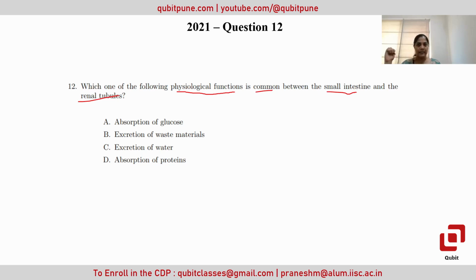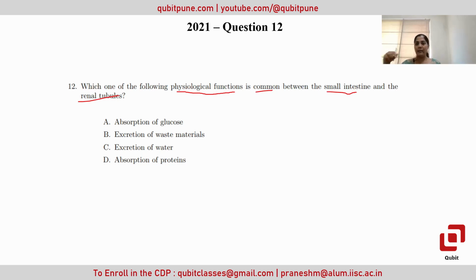So if this is the case, the main function of the small intestine is absorption. Absorption of the nutrients in the smallest form is the one thing we are concerned with. And the renal tubules are also associated with the maximum absorption of glucose, which takes place in Bowman's capsule and also in the PCT. So if we see the options, absorption of glucose can be found in both the small intestine and the renal tubules.